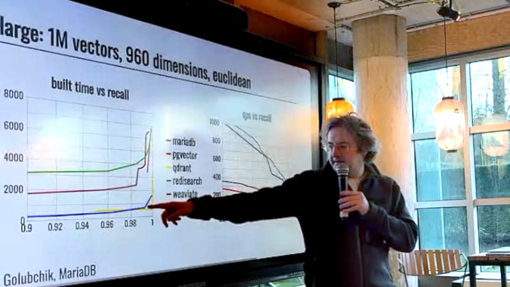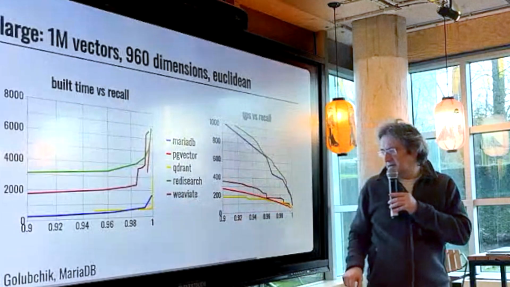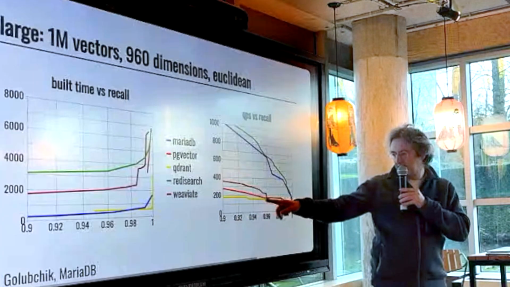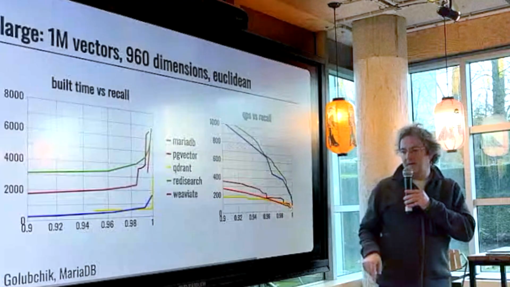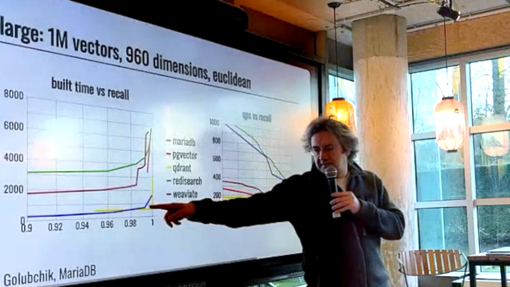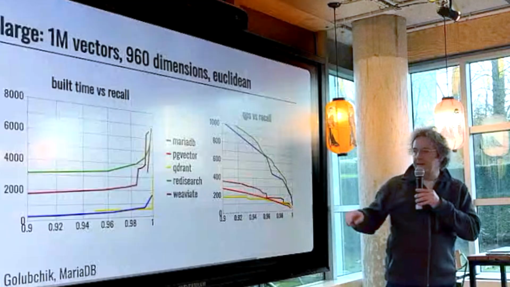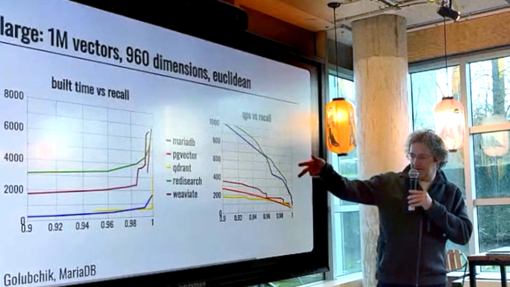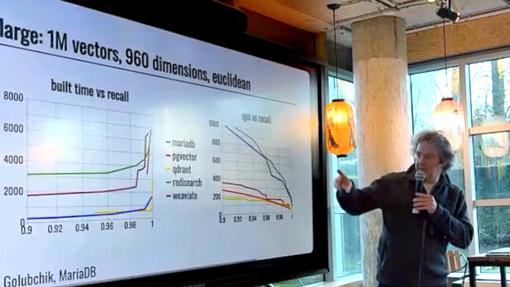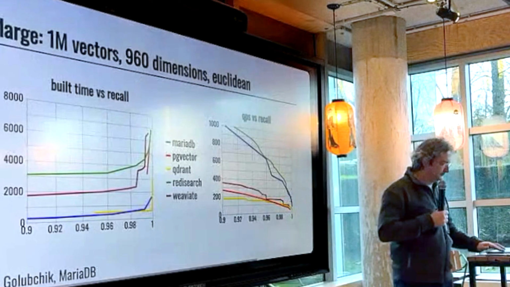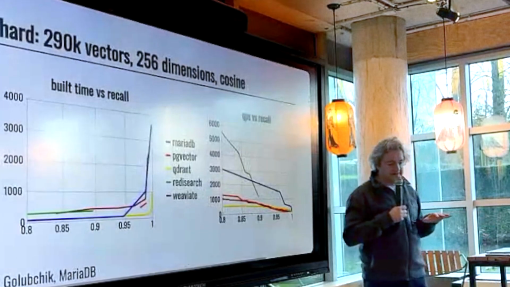MariaDB still has the best recall and best build time up to 98%, and then Qdrant becomes better. On the other hand, Qdrant has the worst search performance of all, at least until 98%. So if I wanted to decrease our search performance as well, I could get MariaDB down here. And again, MariaDB and Redis Search are like the fastest, and the other three are 3-4 times slower. And the last one shows something that I call a difficult data set.